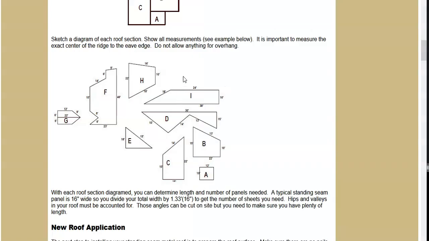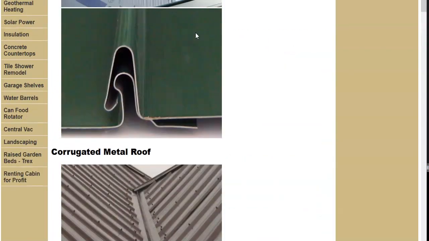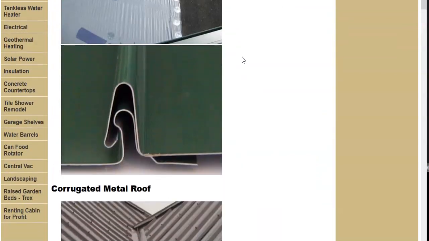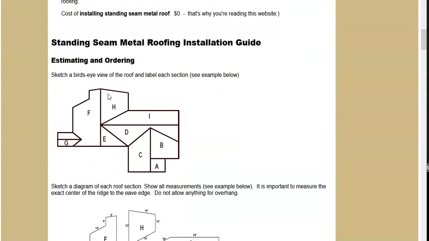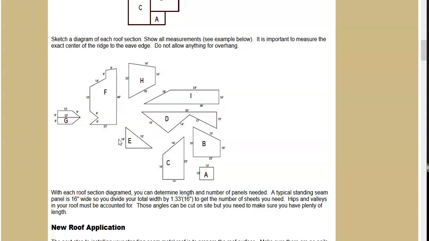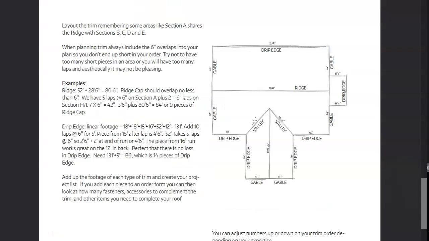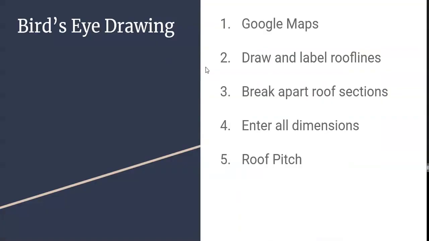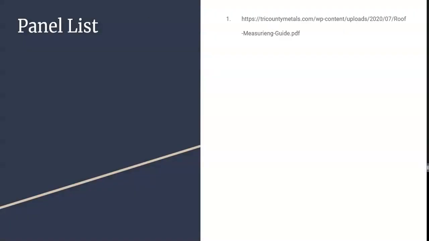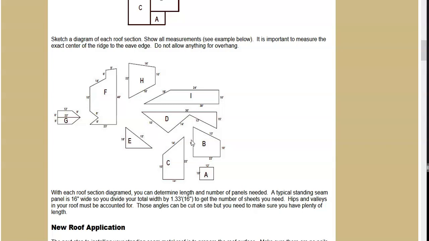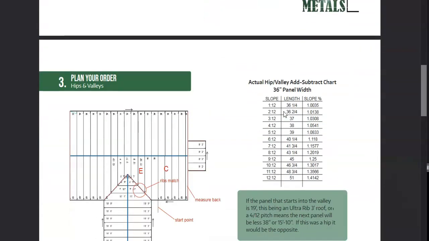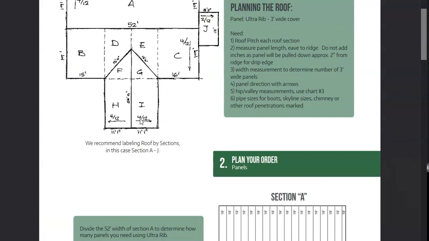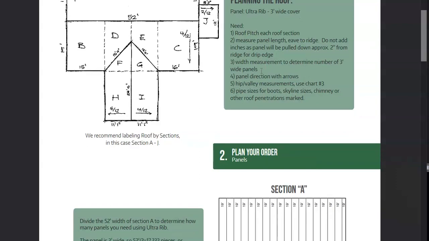There is a website called buildmyowncabin.com. This article is installing stainless steel metal roof. It shows a nice little example of a bird's eye drawing, and then it shows it broken up into sections. I also recommend tricountymetals.com. I actually put a link here, and what they do is they show it broken up into sections, and then it also shows the pitch. That is important info because the pitch will change how much you stagger your lengths.